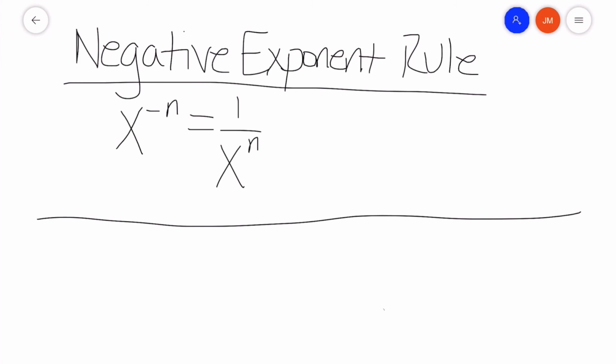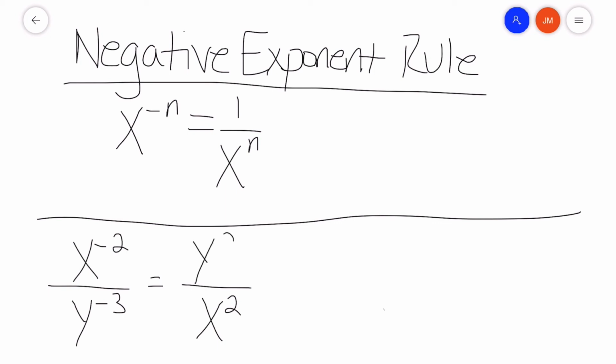And let's do one final example just to make sure we're understanding. So we have x to the negative 2 over y to the negative 3. So we know x to the negative 2 is the same as 1 over x squared. And again, here we have y to the negative 3 in the denominator. So it will move to the numerator and become a positive exponent. So our final answer is y raised to the third power over x raised to the second power.